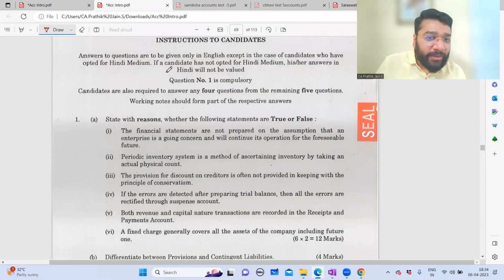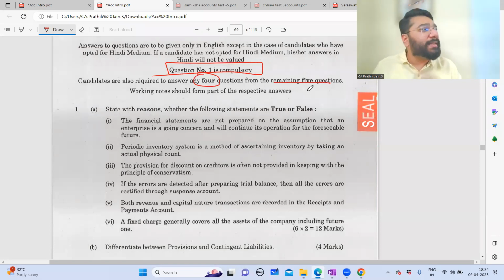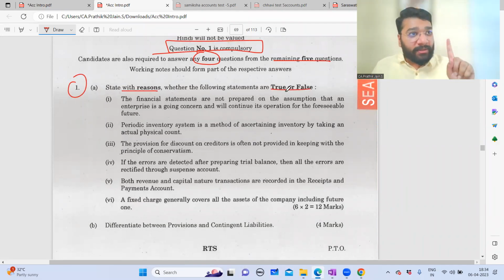So question 1, I said, is always compulsory. You have to attend any 4 questions of the remaining 5 questions. So read the instructions carefully. Normally they don't change it, but always have the habit of reading it. I told you, the first question is: state with reason, true and false. If you write true or false, 1 mark. If you write the reason properly, 1 mark.